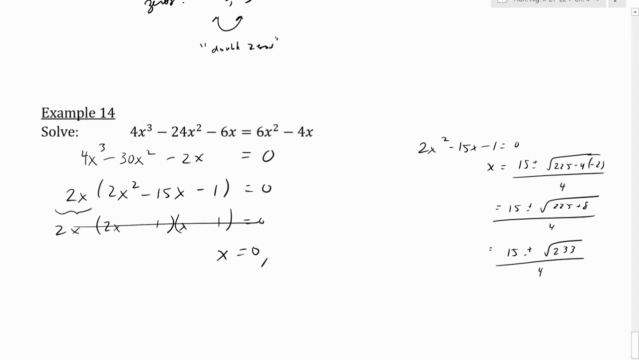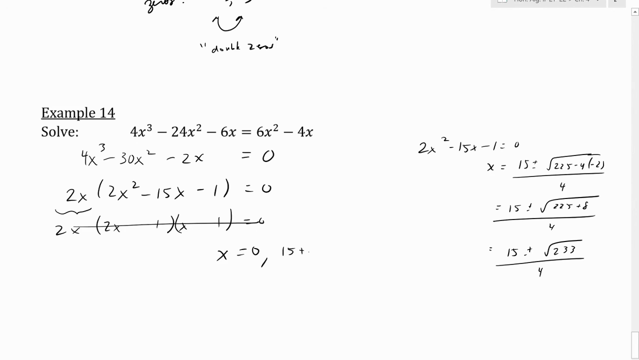Let's see, 6, 7, 8. I can't think of anything that goes in 233, but I better not give up on it until I make sure. Seven won't be an 11, 13, 17. No, it's too far. So there's my other two answers.